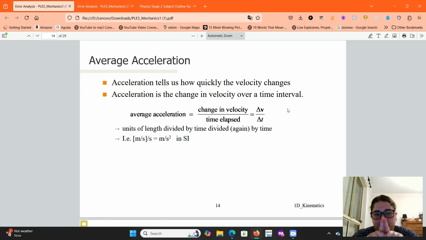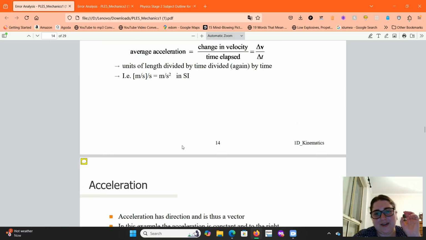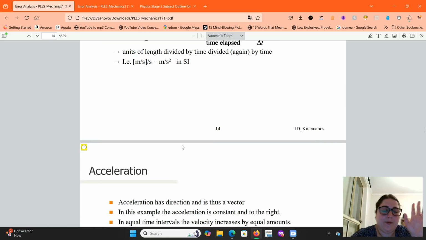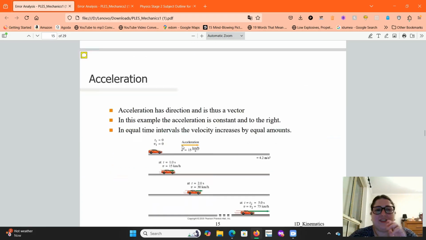Okay, so units of length divided by time divided again by time. This is why we have meters per second squared. Okay, because it is a vector divided by time, despite the fact that, I'm not going to go into that. So acceleration has a direction and is thus a vector.